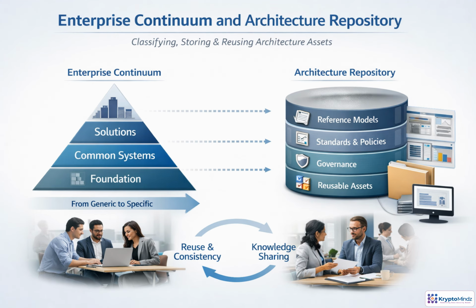The enterprise continuum is the organizing map, and the architecture repository is the library. The continuum classifies assets from broad, reusable foundations through common and industry patterns towards solutions tailored to one organization. The repository is where those assets actually live: standards, reference models, building blocks, architecture models, and governance evidence.